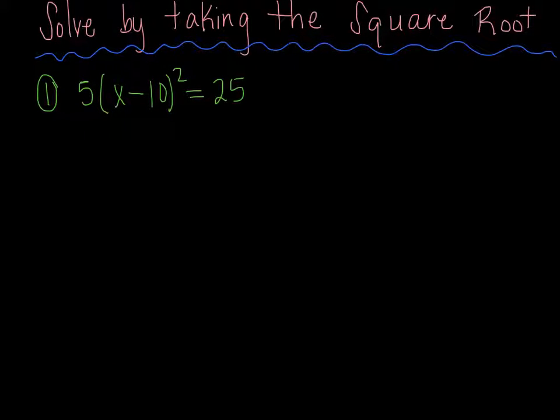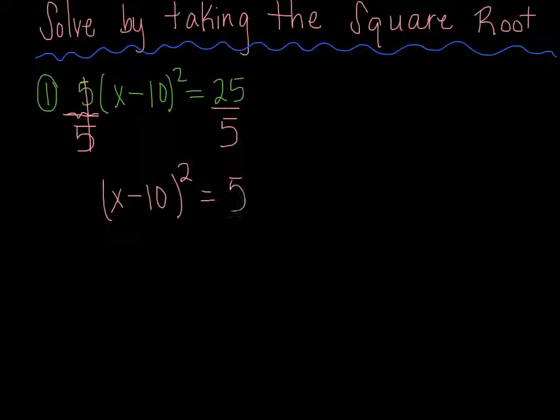Our last question with solving by taking the square root is very similar to the last one. Now, when we did the very last one, we had to subtract 7 from both sides. But now, instead of subtracting a number or adding a number, we're actually going to be dividing first. So if you see this 5 right here, we need to get rid of it before we take the square root. So we're going to divide by 5 here and on the other side, because 5 is being multiplied by (x minus 10) squared, so to undo multiplication, you must divide. So the 5's cancel. You're left with (x minus 10) squared equals 5.